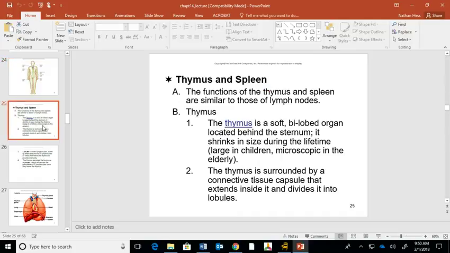There are two main organs connected with the lymphatic system, and that's the thymus and the spleen. And they function very much like large lymph nodes. That's basically how they work. Let's talk about the thymus first. So the thymus is a soft bilobed, meaning two-lobed, organ that's behind the sternum.